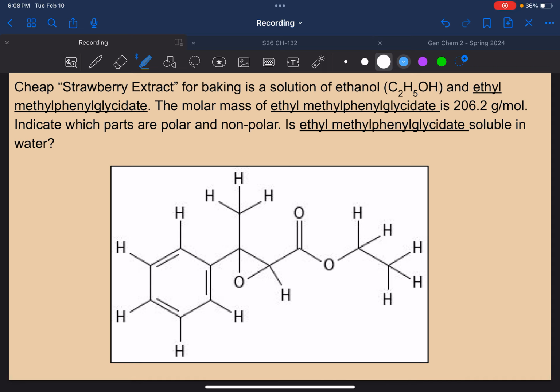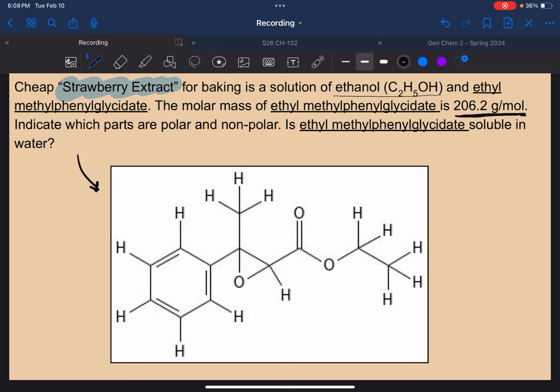If you've ever baked something and you wanted to flavor it strawberry, you can go to the store and buy cheap strawberry extract. And what that is actually is a solution of ethanol and this chemical, which is shown here, called ethyl methyl phenyl glycidate. I will give you the molar mass if you have something this large. This is quite a bear.